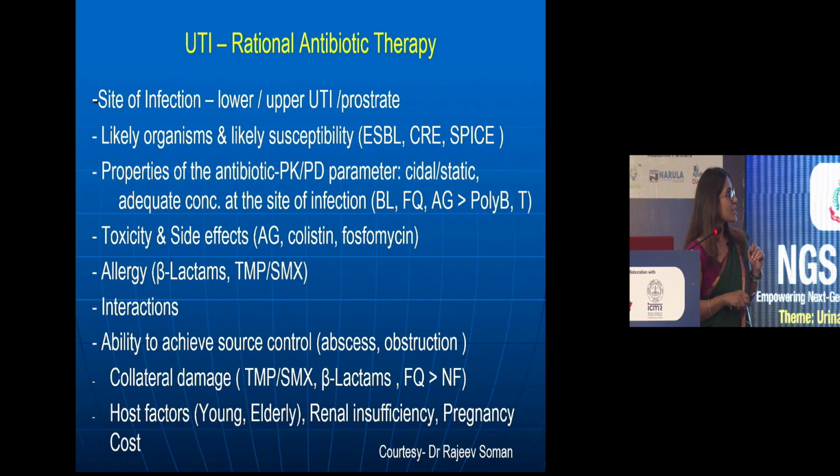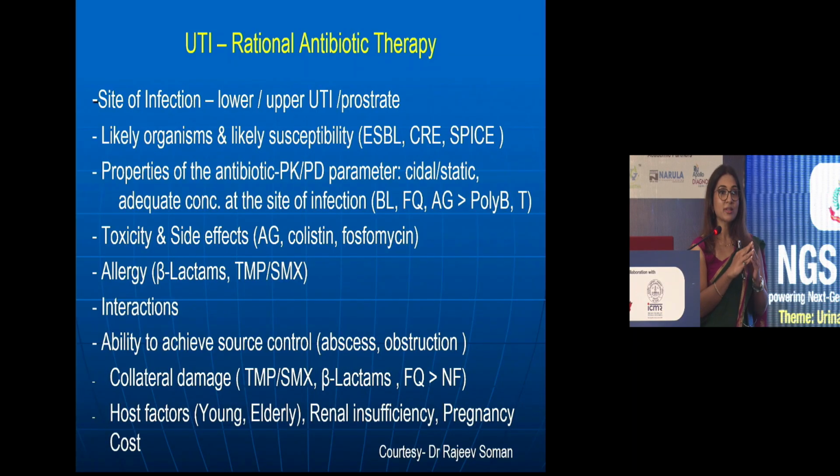Likely organisms and likely susceptibility, which again a clinician must try to guess based on whether the patient is coming from the community or from the hospital, and the prior antibiotics which have been received by the patient even in the last few months. That will help us in identifying whether it's an ESBL or an additional mechanism of resistance like a carbapenem resistant Enterobacteriaceae.